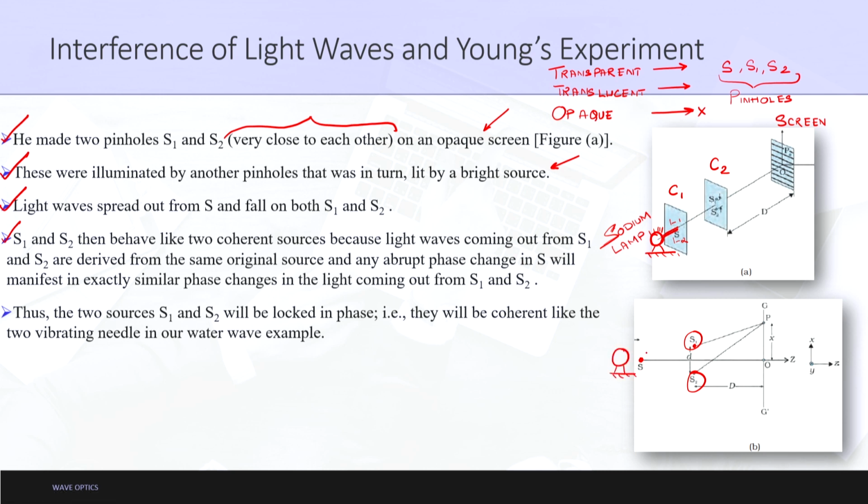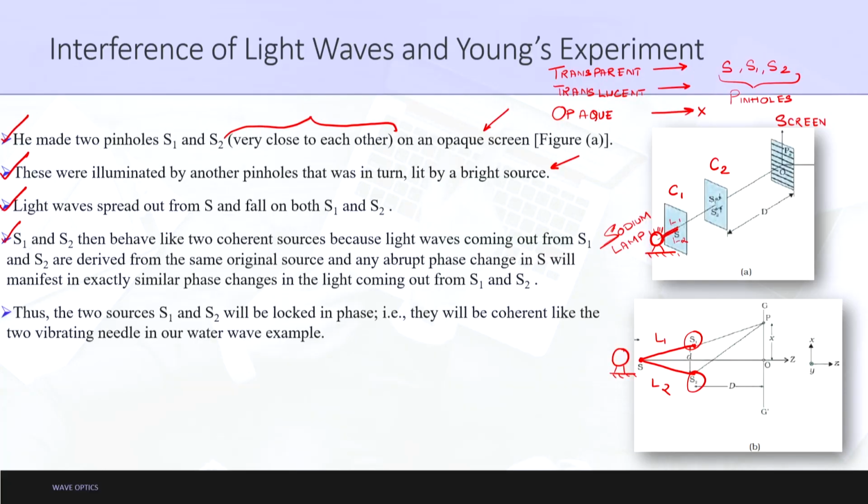Okay, so let us say I explain this L1 by this, and L2 by this. So let us say this is L1 and this is L2. As the distances are the same for both S to S1 and S to S2, therefore the phase will be the same. Because the phase will be the same, there is no abrupt change in phase with the change in time, hence the phase is locked. So this is the explanation being given here. I will explain it again.